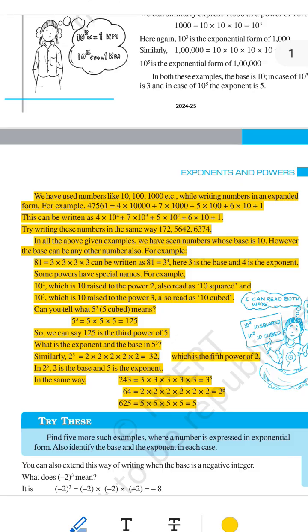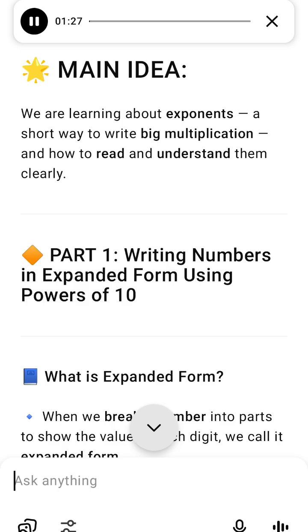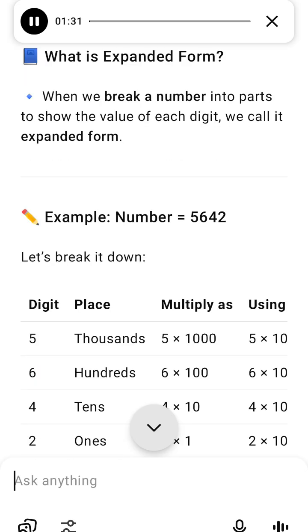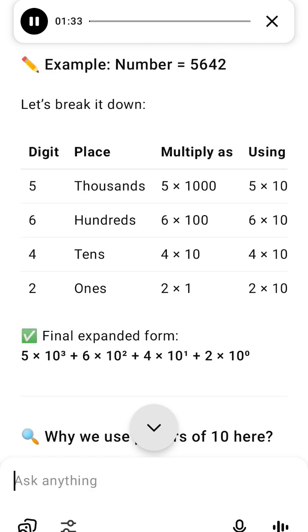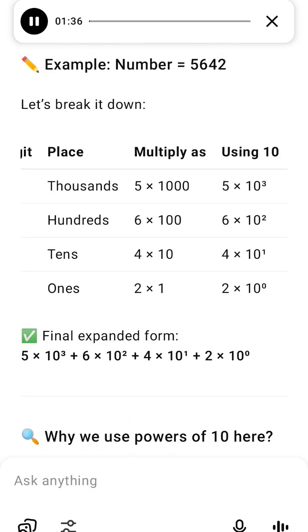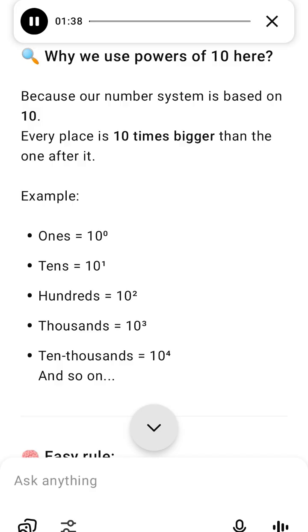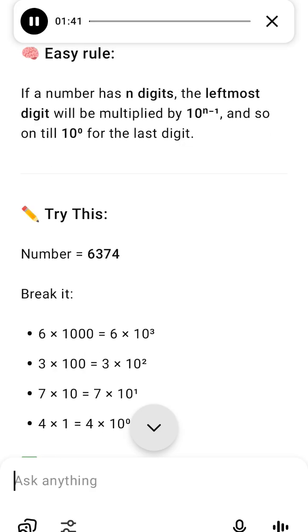2. What is an exponent? An exponent is a short way to write repeated multiplication. It shows how many times to multiply the base number by itself. Example: 3 times 3 times 3 times 3 equals 3 to the power 4. Base equals 3, exponent 4, means multiply 3 four times. 3. Exponential form. Writing a number using base and exponent is called exponential form. Example: 1,000 equals 10 times 10 times 10, which is 10 cubed.